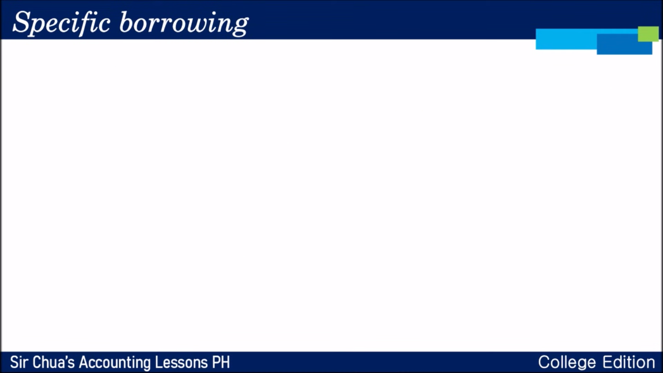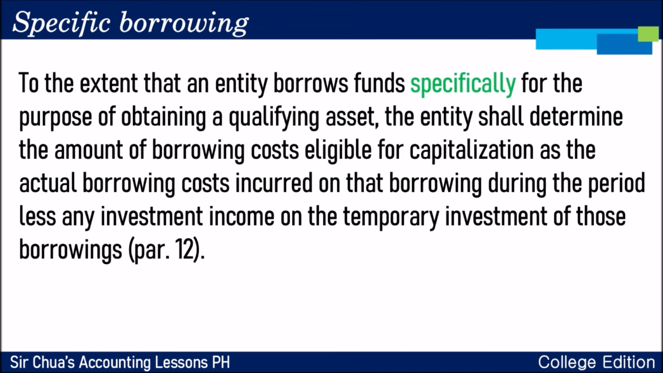Okay, first thing that we need to consider is about specific borrowing. According to paragraph 12 of IAS 23, to the extent that the entity borrows funds specifically for the purpose of obtaining a qualifying asset, the entity shall determine the amount of borrowing costs eligible for capitalization as the actual borrowing costs incurred on that borrowing during the period, less any investment income on the temporary investment of those borrowings. Ang hirap i-analyze ng words lang, lagyan natin ng amount yung sinasabi dito sa theory natin.